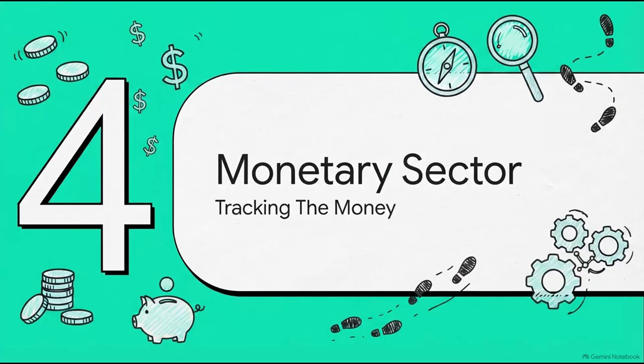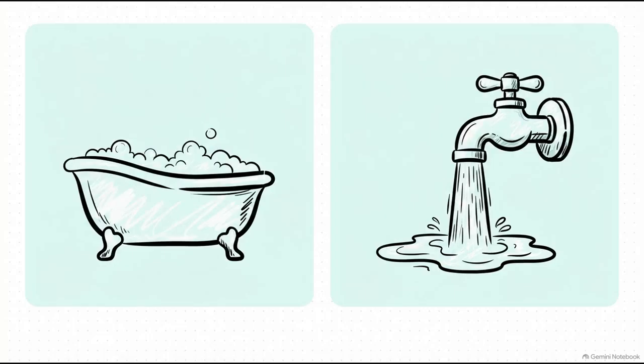Section 4. Monetary sector, tracking the money. To really grasp the money supply, we first need to master the difference between a stock and a flow variable. Think of a bathtub. A stock variable is the total water level in that tub at a single specific moment in time. A flow variable, on the other hand, is the water actively pouring from the faucet over a period of time. So the total money in an economy at year-end, that's a stock variable. But the new credit issued throughout that entire year, that's your flow variable. To figure out next year's stock, you just take this year's stock and add the new flow.